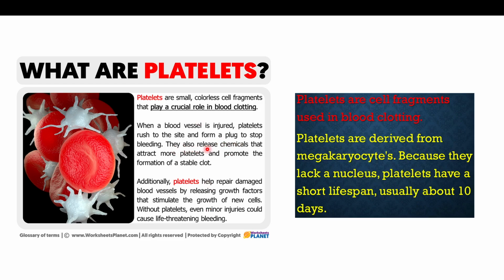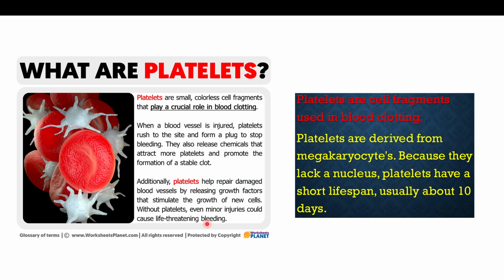And how does it take place? How does clotting take place? This is via chemicals that attract more platelets and promote the formation of a stable plug or stable clot. Additionally, platelets help repair damaged blood vessels by releasing growth factors that stimulate the growth of new cells. And if platelets weren't there, even minor injuries could cause life-threatening bleeding.